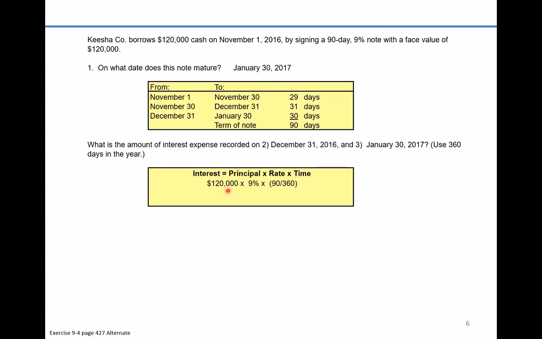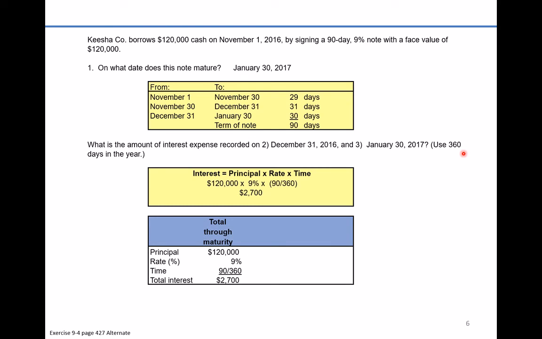We can first calculate, if we like, what the interest is going to be for the entire 90-day note. And to do that, you simply take the principal or the face value of the note times the interest rate times the number of days that the money would be outstanding over the number of days in the assumed calendar year. So here we have 360, which is typically what's used for business calendar years. So we multiply that across, and that would mean the entire interest for the entire 90-day period would be $2,700.